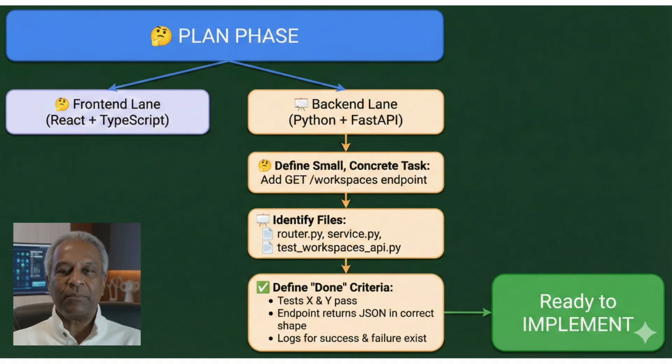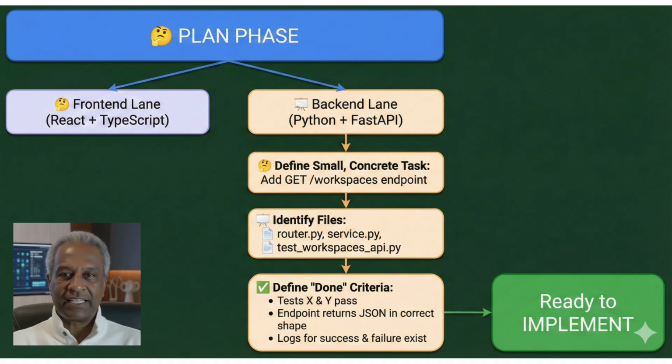In the PIV plan step, you answer questions like these. 1. What am I actually trying to change? 2. Which lane am I in, front end or back end for this loop? 3. How will I know when I'm done? What will I see or what checks will pass? You can see that in the poster. On one side, we have the front end lane, React plus TypeScript. On the other side, we have the back end lane, Python plus FastAPI. Sometimes your loop touches both, but most of the time, you pick one lane per PIV to keep things focused.